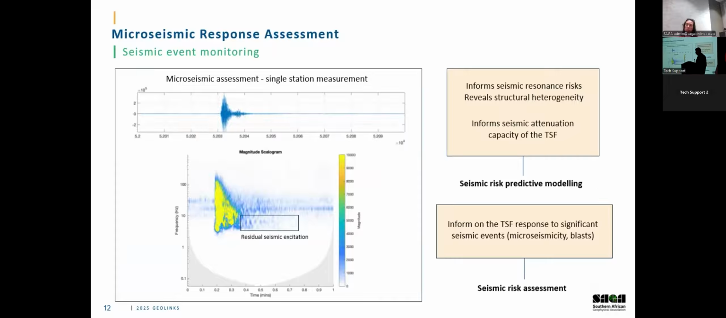This is an example of a blast from a nearby pit. And we can characterize with that the frequency ranges and amplitudes in that particular blast, and you can see it gets pretty close to those resonance frequencies on the dam, and if not, the same as some of those values.